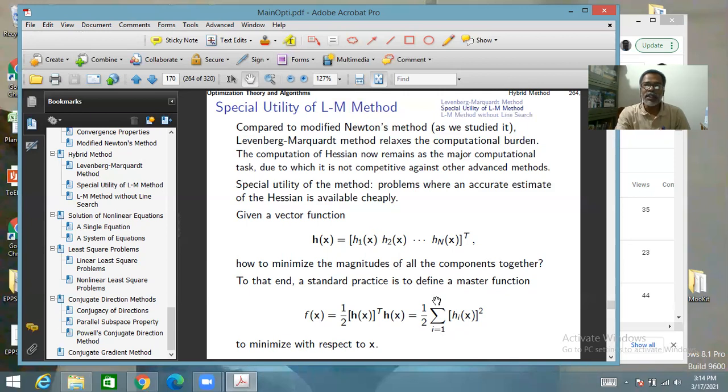So in this kind of problems, the Levenberg-Marquardt method will have an advantage. We'll see. If this is the objective function, then what would be the gradient? What would be the Hessian?